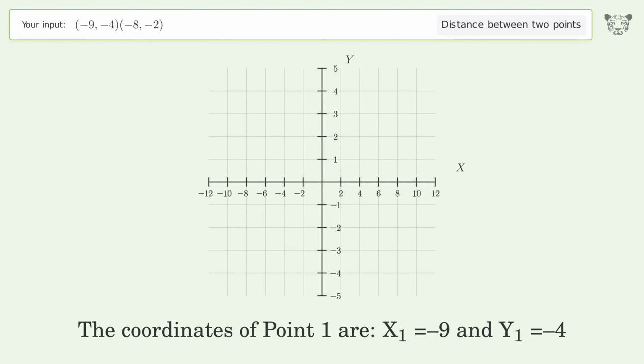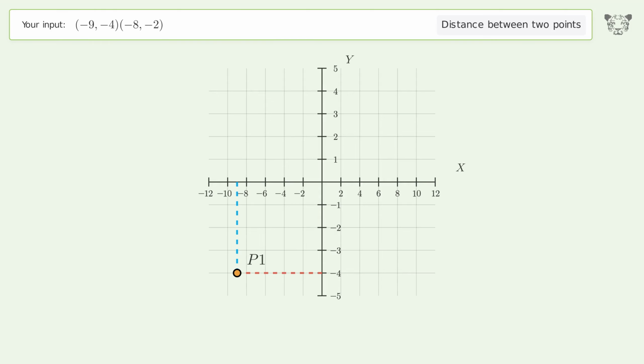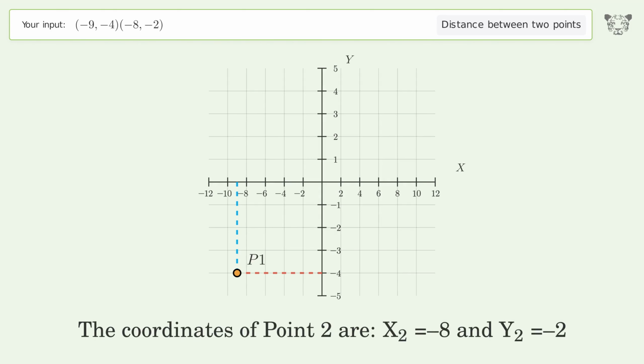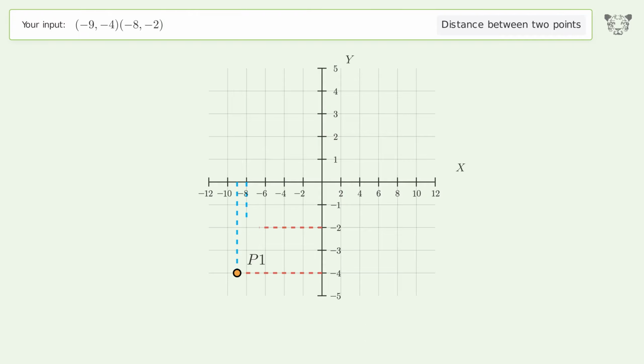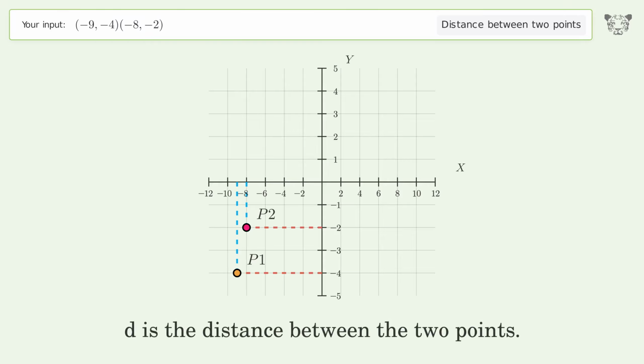The coordinates of point 1 are x1 equals -9 and y1 equals -4. The coordinates of point 2 are x2 equals -8 and y2 equals -2. D is the distance between the 2 points.